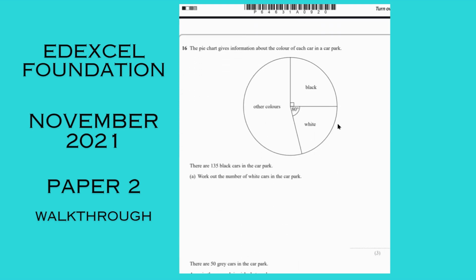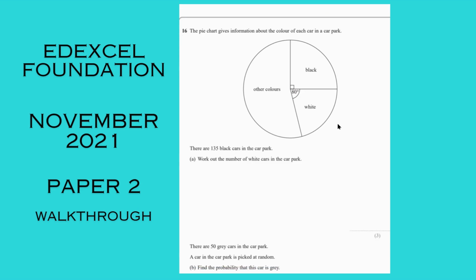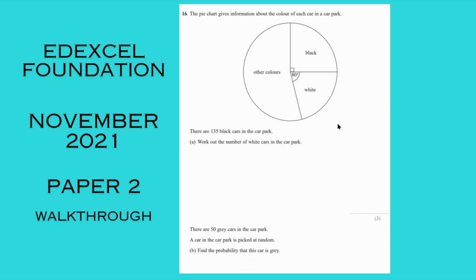On to number 16. So it tells you there are 135 black cars in the car park. So you know that that's a quarter of the information. Okay, so 90 degrees is 135. I do it by going for 10 degrees, because as you can see, it's asking you for white, so I'd like a number that goes into 80. 10's a nice one, so I shall use that. So divide both sides by 9.